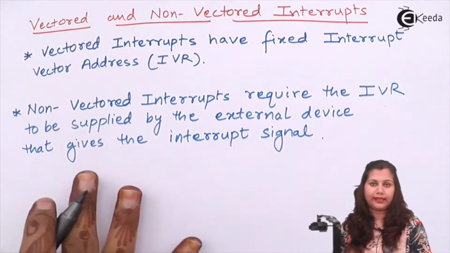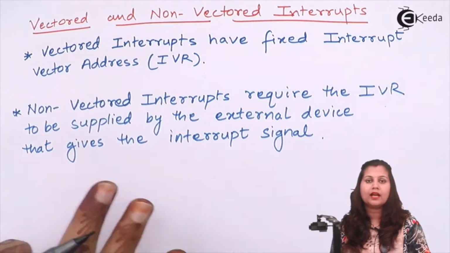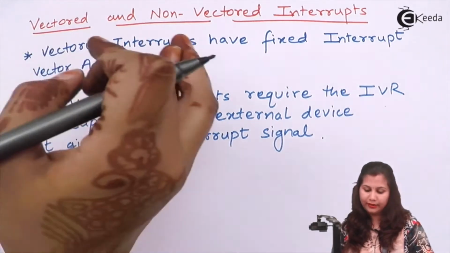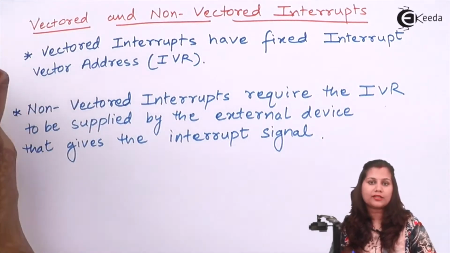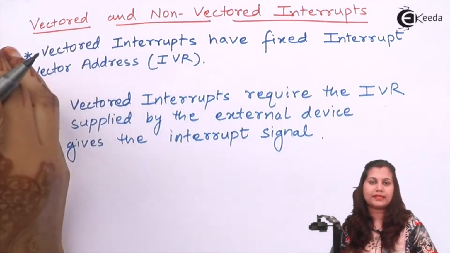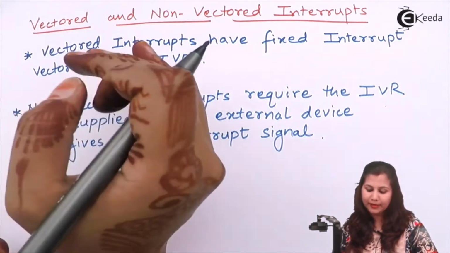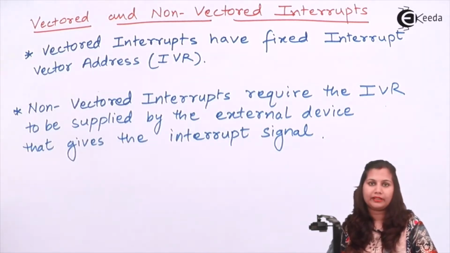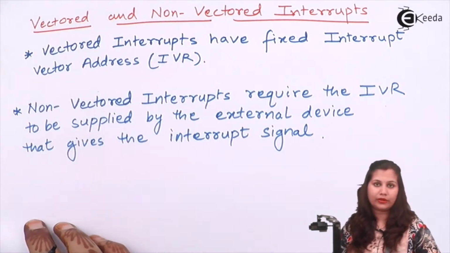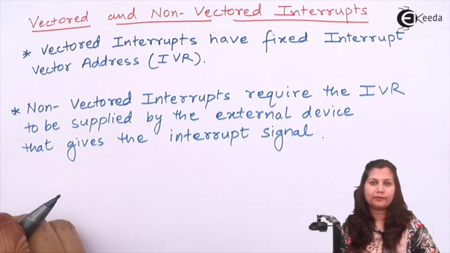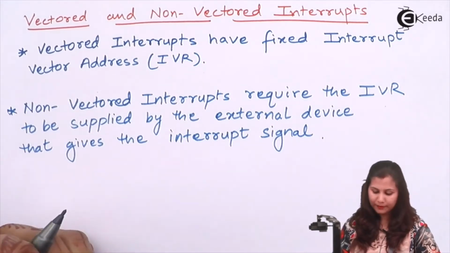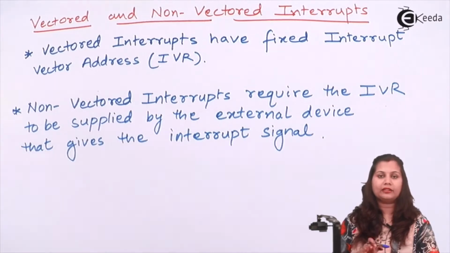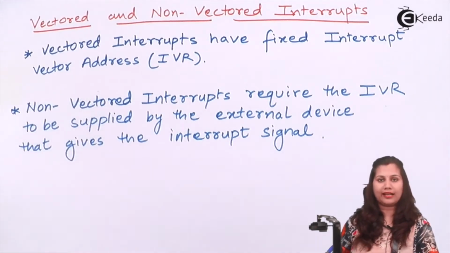So this was the third type of classification of the interrupts. We studied the three ways in which interrupts can be classified. First was software and hardware interrupts, second was maskable and non-maskable interrupts, and third was vectored and non-vectored interrupts. Now let's study the various types of interrupts available in 8085, and which interrupts are vectored, maskable, software, and how they are classified in these various categories.